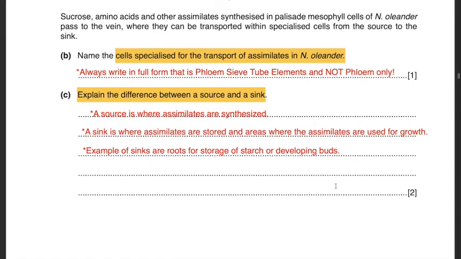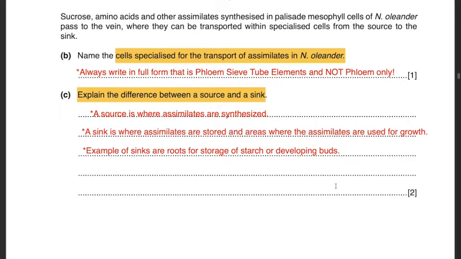Sucrose, amino acids, and other assimilates synthesized in palisade mesophyll cells of N. oleander pass to the vein, where they can be transported within specialized cells from the source to the sink. Part B. Name the cells specialized for the transport of assimilates in N. oleander. Always write in full form, that is, phloem sieve tube elements and not phloem only.